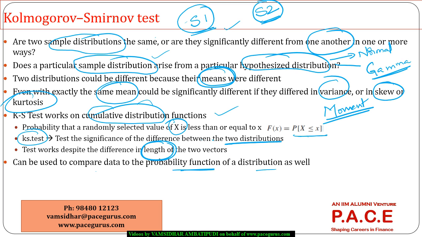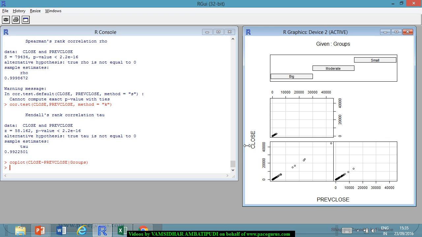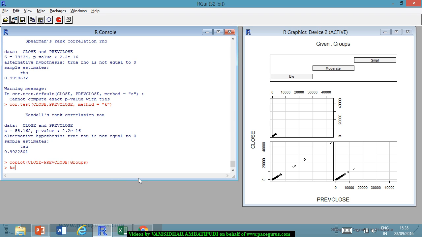First, let's complete the first part. Then we'll use comparing it with the probability density function of something else. So let me say here, small and moderate. Are both of them coming from the same distribution? So I can say ks.test, small and moderate. Are they coming from the same distribution or not?